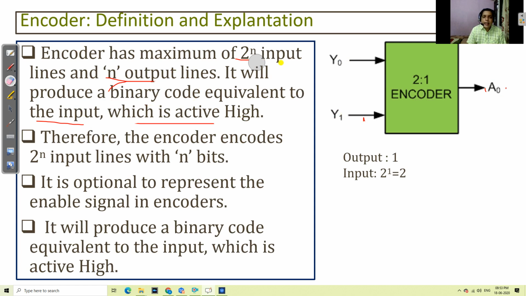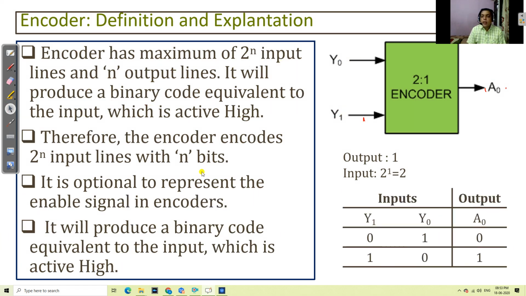Let's understand its truth table, then it will be very clear to all of us and how we'll write down the equation. Inputs are y1 and y0 and output is a0. When the input is 0 1, that is y0 is present, the output is 0. When y1 is 1 and y0 is 0, the output will be 1. It is the 1 bit equivalent binary. So let's understand how the encoder will give you the output in 4 to 2.